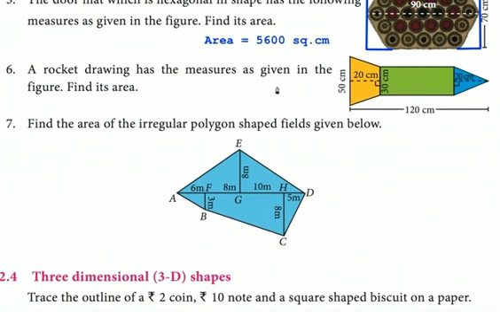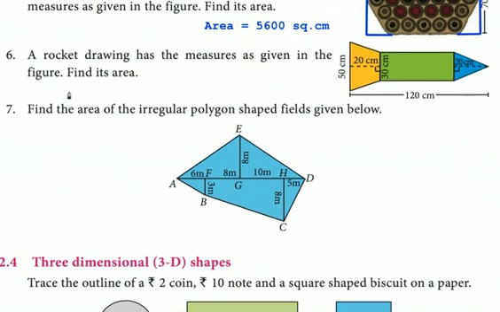A rocket drawing has the measures as given in the figure. Okay. Find its area.